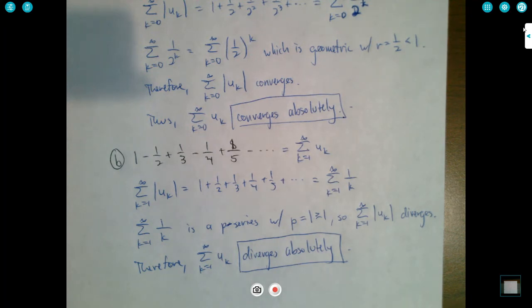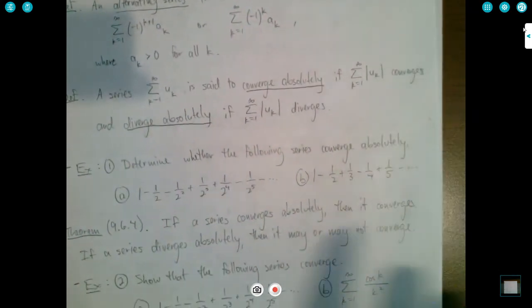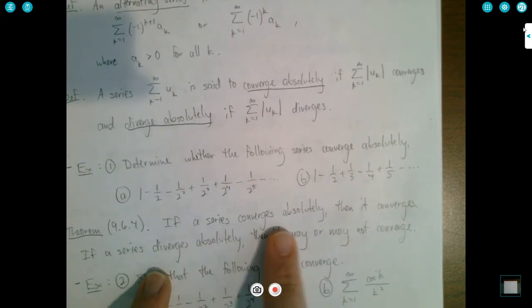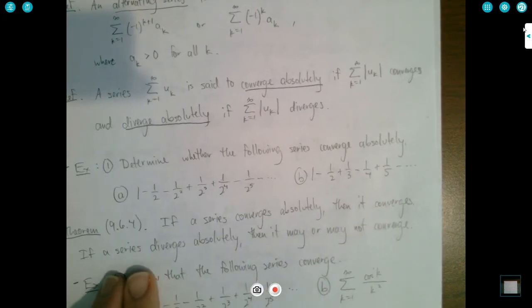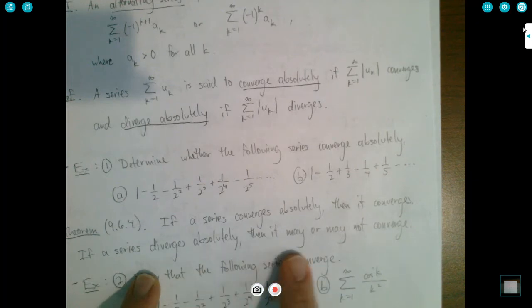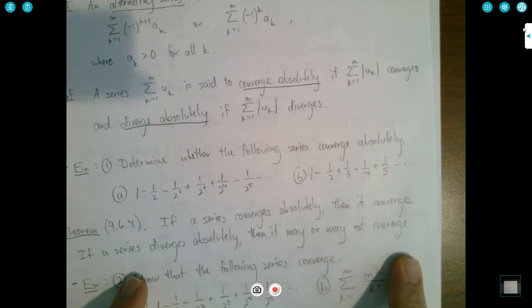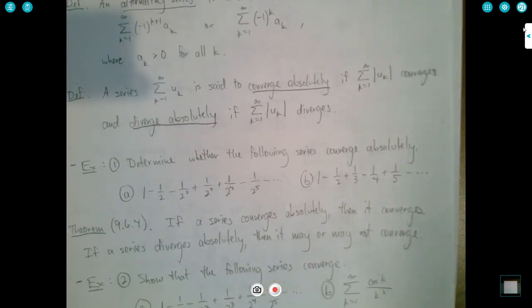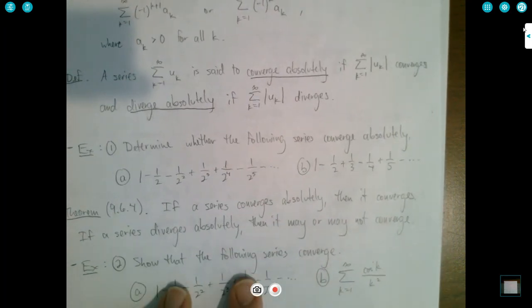So let's talk about how you would figure that out. Okay, so if a series converges absolutely, then it converges. If a series diverges absolutely, then it may or may not converge, right? So that's theorem 9.6.4.